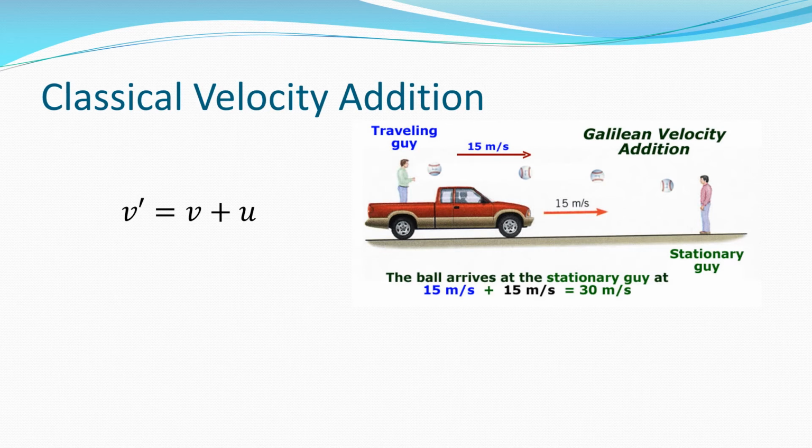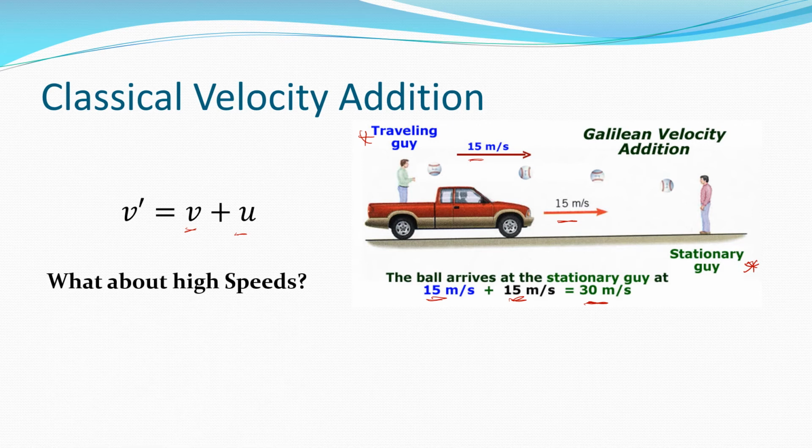So let's look at classical Newtonian vector addition. You've got travelling guy standing on the back of the ute here, and you've got stationary guy. The ute's travelling at 15 meters a second. Travelling guy throws a ball out at 15 meters per second. So classical Newtonian physics tells us add these two vectors together. The 15 that he throws it at plus the 15 that the ute's travelling means stationary guy sees the ball come in at 30 meters per second, which kind of makes sense.